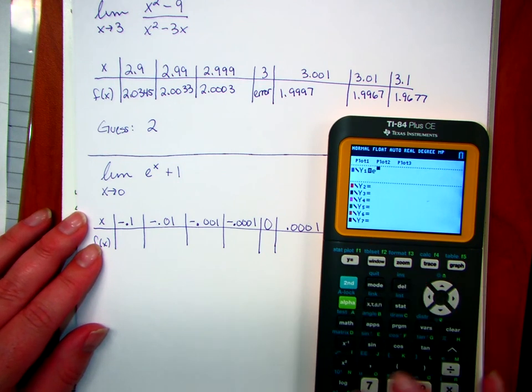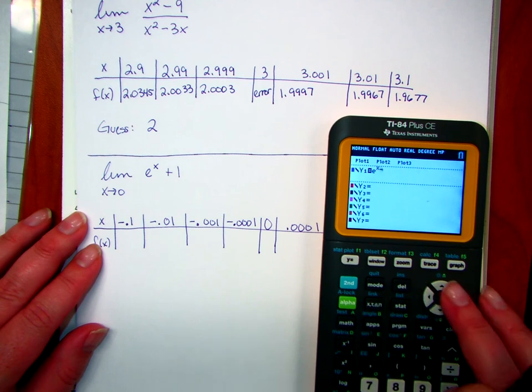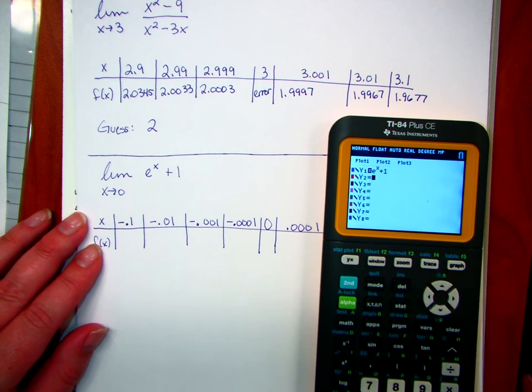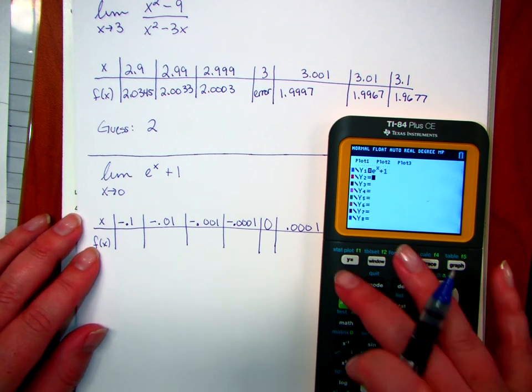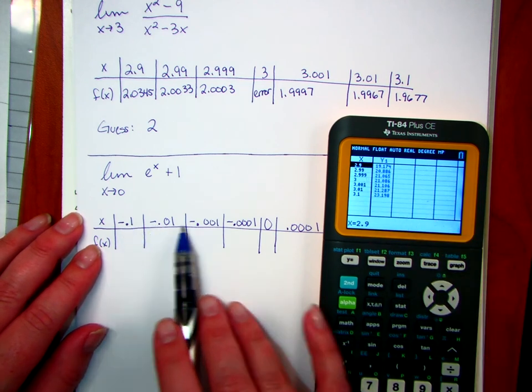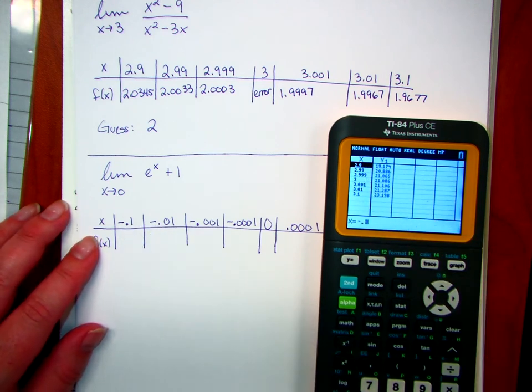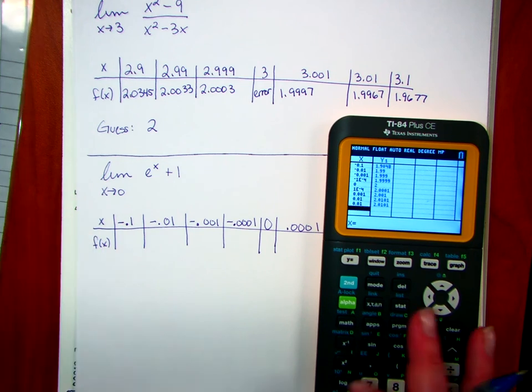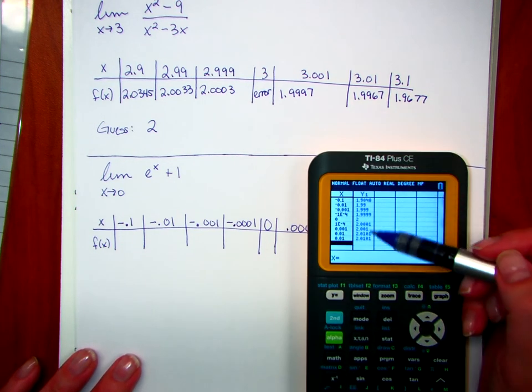Let's try that again. E to the x plus 1. Okay, that looks better. All right, and then I want to go to the table, and I'm going to change out these values for my new x values. So negative 0.1, negative 0.01, negative 0.001, 0.0001, 0, 0.0001, 0.001, 0.01, and finally 0.1. Okay, so really quickly, right, we can get these decimals.